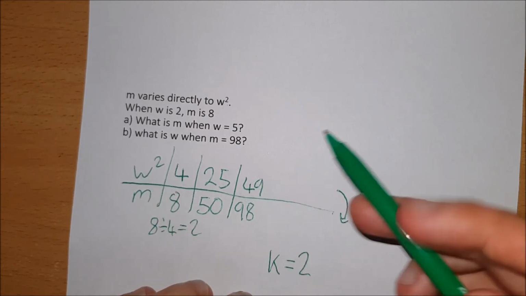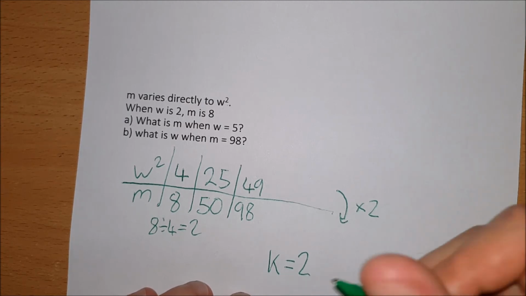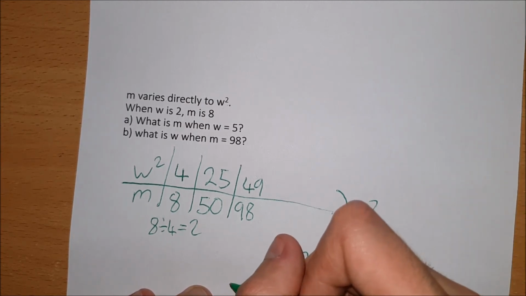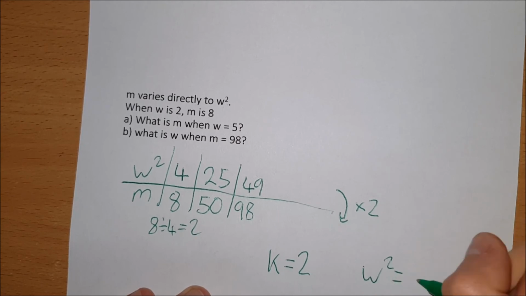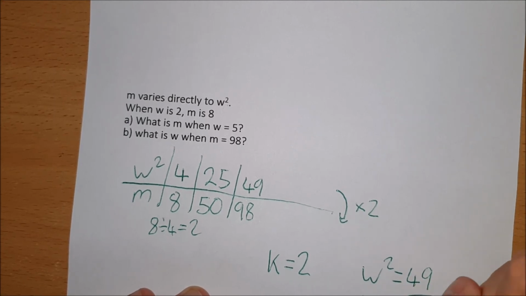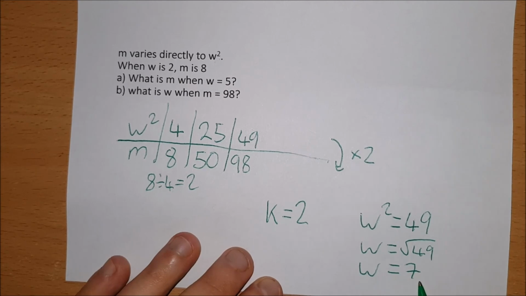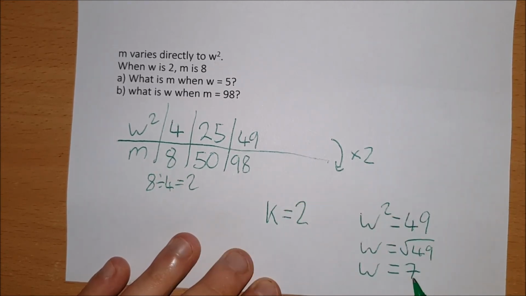So if w squared is 49, then I need to do the opposite of squaring, which is square root it. And the square root of 49, so w squared equals 49, w will equal the square root of 49. So in this case, w equals 7, and that will be your final answer. So what is w when m is 98? Well, w will be 7.